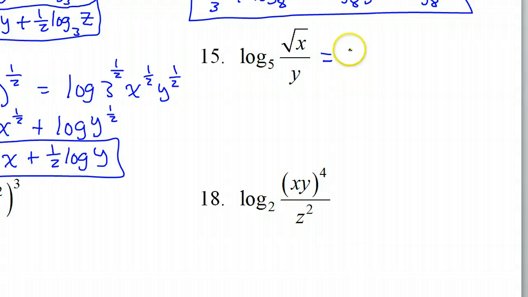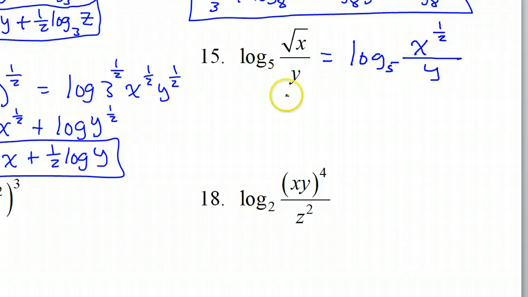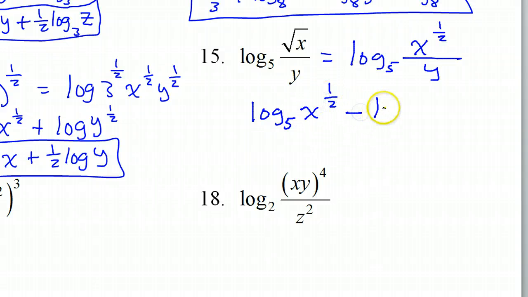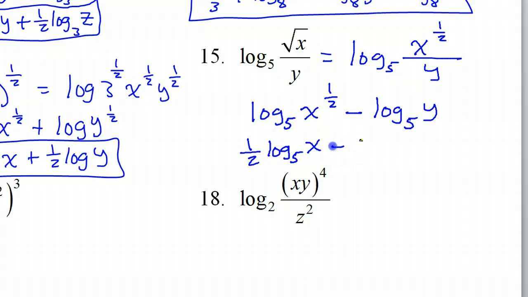Number 15. This is the same thing as log base 5 of x to the 1/2 power over y. So straight quotient rule. This is going to be log base 5 of x to the 1/2 power minus log base 5 of y. Now when you're expanding, these powers go in the front, so I'm going to wind up having 1/2 log base 5 of x minus log base 5 of y.